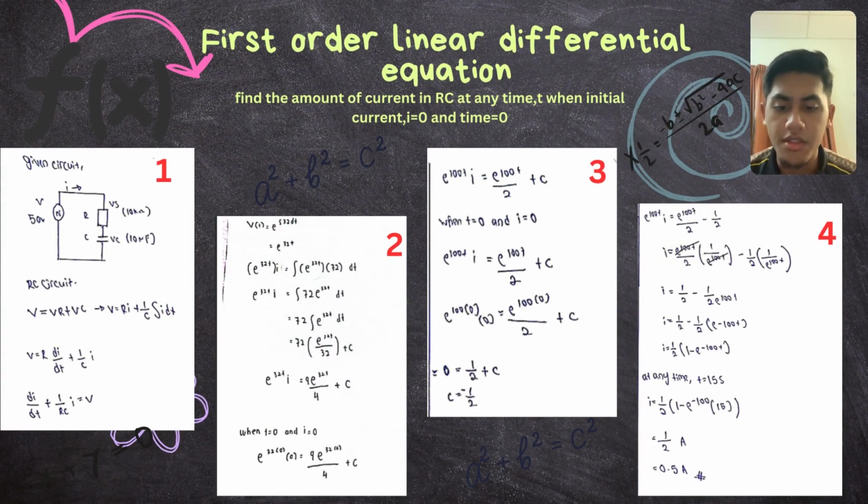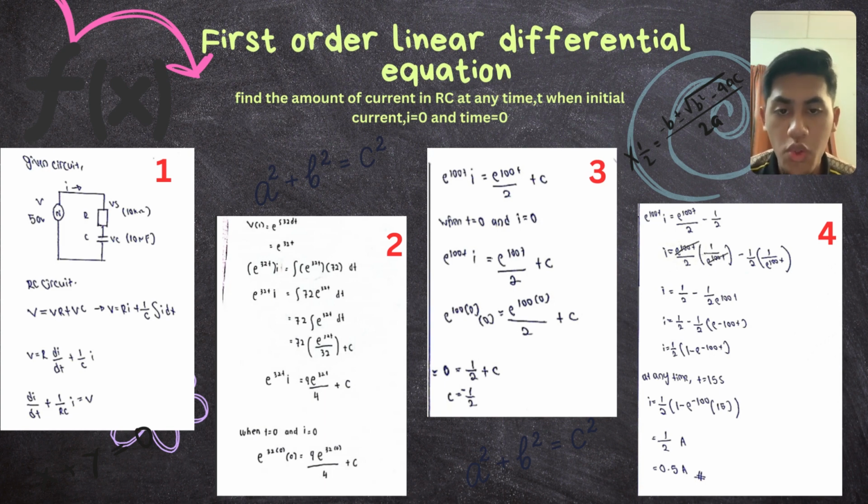Assalamualaikum. Next is the application of the first order linear differential equation. Find the amount of current in an RC circuit at any time when the initial current I equals 0 at time t equals 0. Given the RC circuit, as we can see, the power supply is 50 volts, the resistor is 10 kilo ohm, and the capacitor is 10 microfarad. So the formula is V = VR + VC, and we change it to V = Ri + (1/C) ∫ i dt.